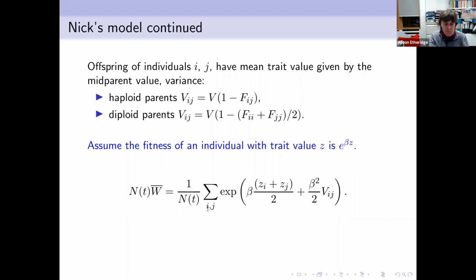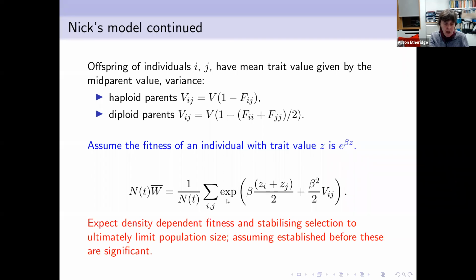And then this sum, if I weren't so lazy, would be the sum over i, j equals 1 to N of T. And then for each random mating, remember, we're saying that the offspring of individuals i and j have a mean trait value given by the mid-parent value, that's this (Z_i + Z_j)/2, and a variance given by the segregation variance. And if I've got a normally distributed random variable with mean (Z_i + Z_j)/2 and segregation variance V_ij, then the expectation of e^(βZ) is given by this expression. So that's where this comes from.